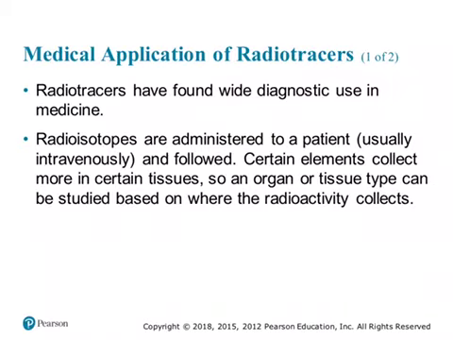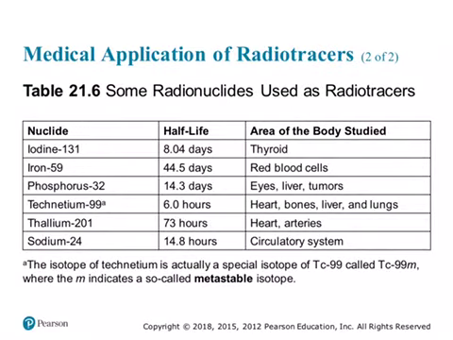Certain elements collect more in certain tissues, so an organ or tissue type can be studied based on where the radioactivity collects. So that's another thing that they can use it for. So we've talked about iodine-131. It's used for the study of thyroid. I said its half-life earlier was about 8 days. They had it listed as years, 0.022 years.